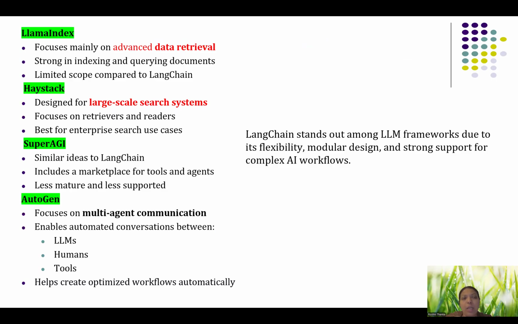Haystack is basically for large scale search systems. It's focused on retrievers and readers, so it's best for enterprise search use cases. The next one is SuperAGI. Similar to LangChain, it is good as a marketplace for tools and agents, but it's less mature. Then AutoGen is focused on multi-agent communication so that it enables automated conversation between LLMs, humans, and tools. So these are some of the other important frameworks, and we learned how to use them and when to use them.